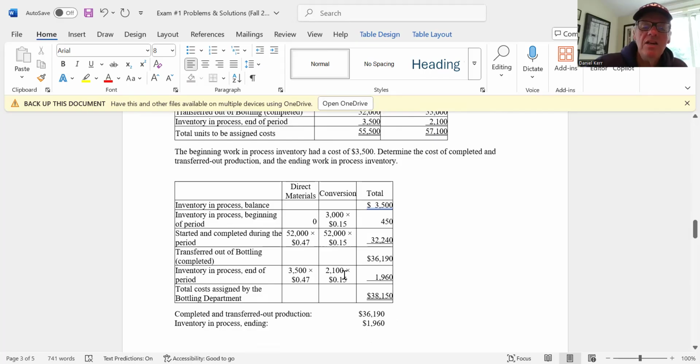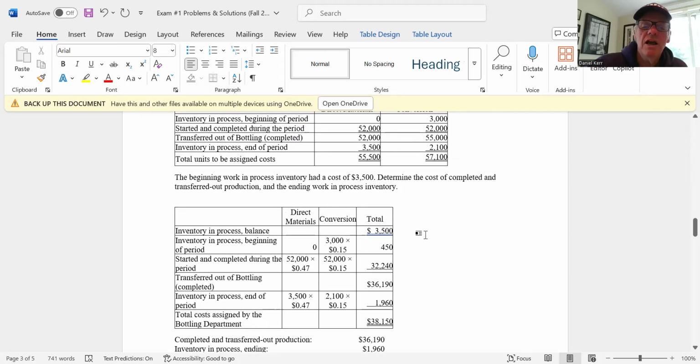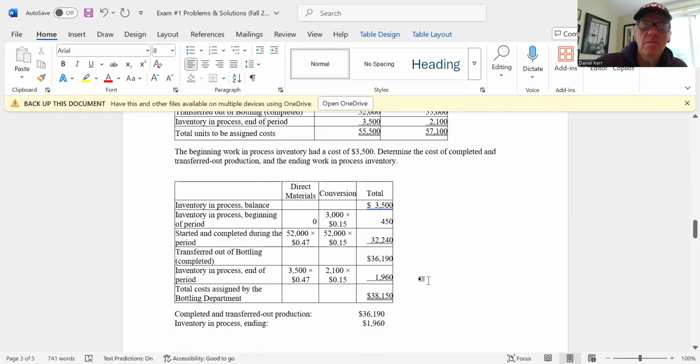And then your conversion costs, they told us what the conversion costs were necessary to complete the beginning inventory, and they also told us what the equivalent units were for conversion costs in the ending inventory. To get full credit there, you had to show your computations, and you should have come up with the amount completed and transferred out of 36,190, and the ending inventory of 1,960.